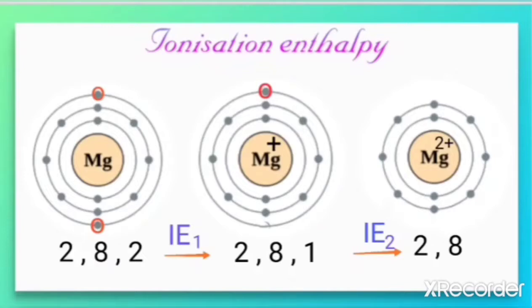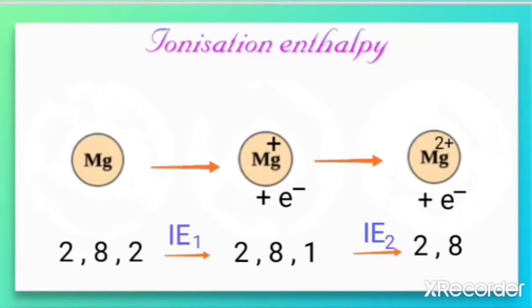Now you can see the configuration 2, 8. So here the second electron is lost. The amount of energy required to lose the second electron is represented by IE2, that is second ionization enthalpy. So from this we come up with the new terms, first ionization enthalpy and second ionization enthalpy. The energy required to lose the first electron to form Mg plus is the first ionization enthalpy, and the energy required to lose the second electron to form Mg2 plus ion is called the second ionization enthalpy.